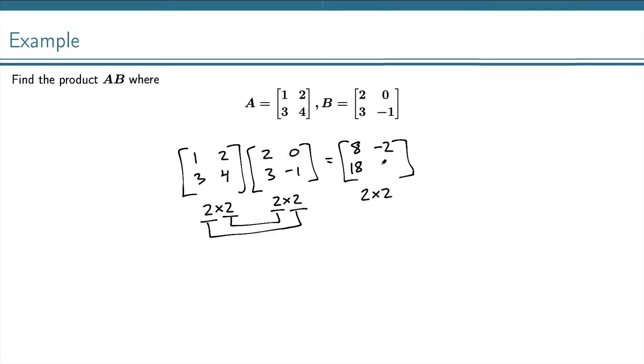And this last entry, this is the second row and second column. So I use the second row and second column. 3 times 0 plus 4 times negative 1 is 0 plus negative 4, which is negative 4.